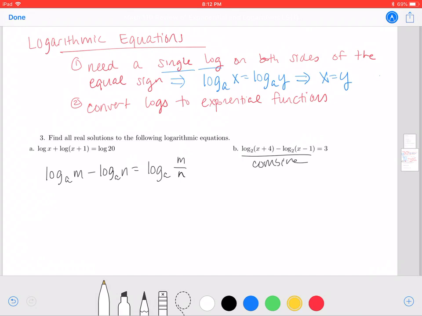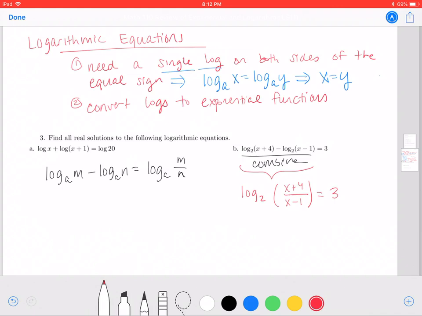So I'm going to combine the left side of the equation so that it becomes log base 2 of x plus 4 divided by x minus 1. So log base 2, and in parentheses, the first term, the x plus 4 goes in the numerator, the x minus 1 goes in the denominator, and I set that equal to 3. So I have a single log on the left side, no log on the right.